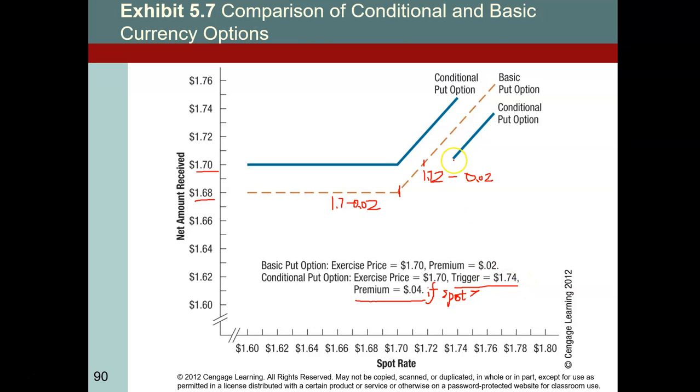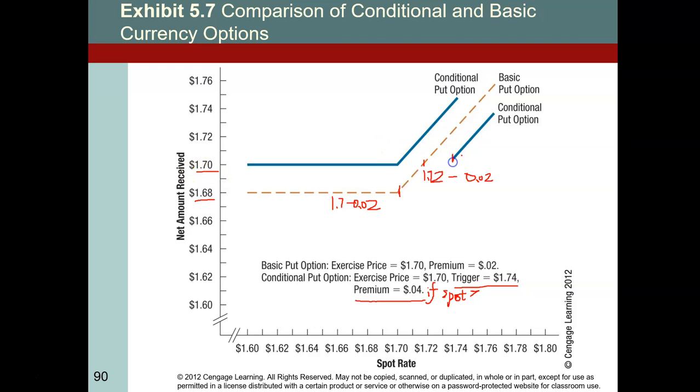Okay, you can see our cutting point for our blue line is here, where our spot rate is 1.74. Premium is triggered. So when the spot rate is 1.74, we do not want to exercise the option; we could have sold the currency at 1.74. But because the premium is triggered, because the spot is higher than the trigger level of 1.74, we pay the premium of 0.04.